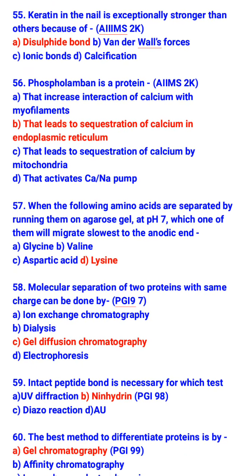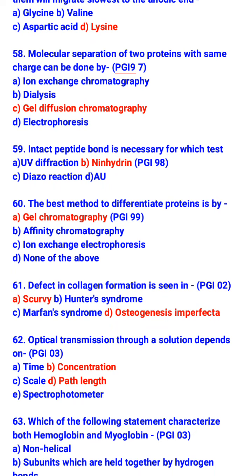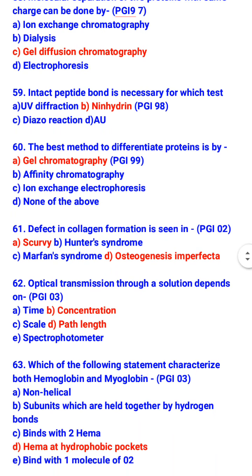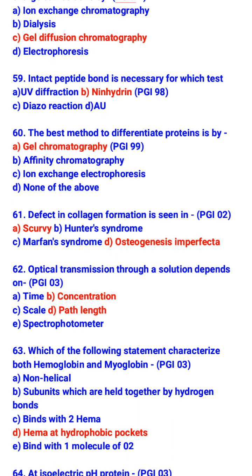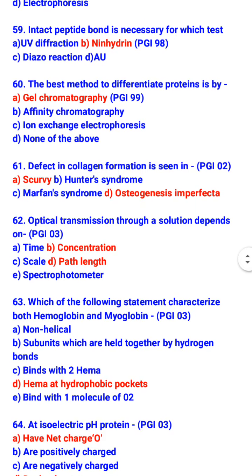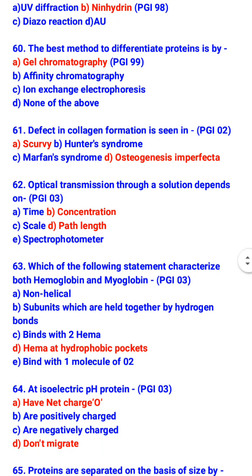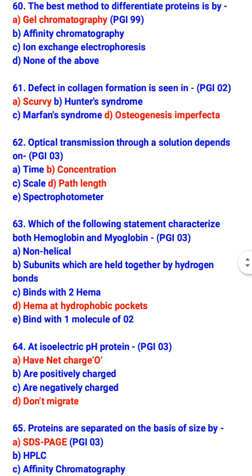Ninhydrin. The best method to differentiate protein is by gel chromatography. Defect in collagen formation is seen in scurvy and osteogenesis imperfecta. Optical transmission through a solution depends on concentration and path length. Which of the following statements characterizes both hemoglobin and myoglobin?